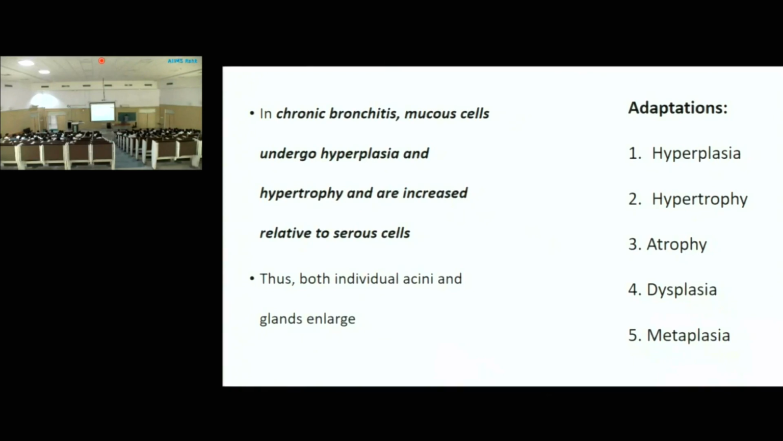Can anyone tell me what is Reid's index? Because this is a favorite question. Reid's index, how is it measured? I think I have a diagram also.